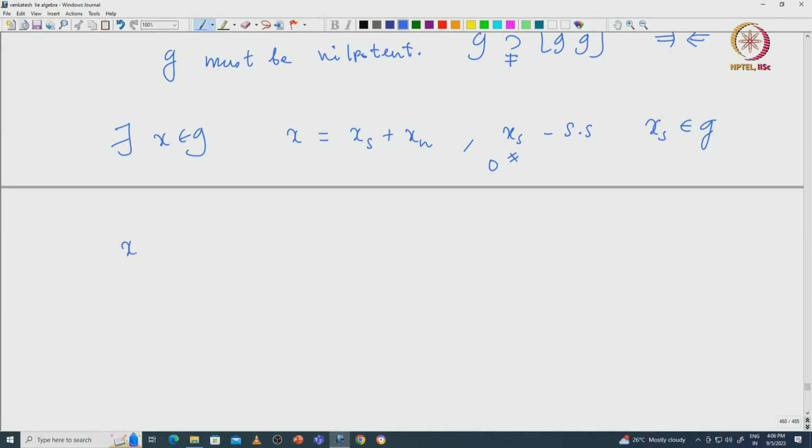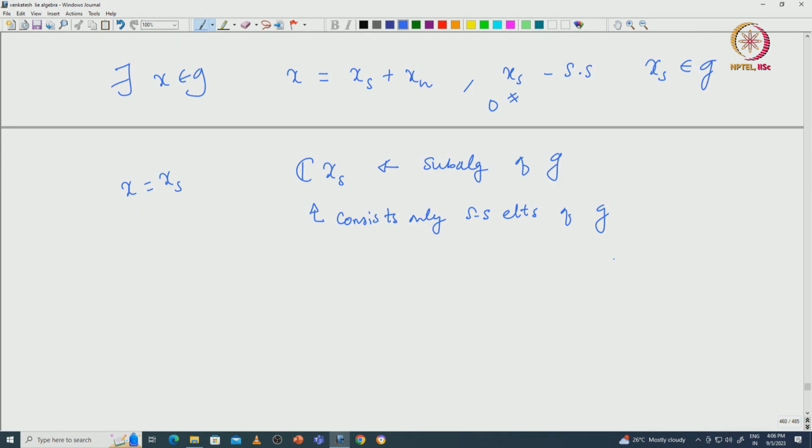So, we can assume that G contains ad semisimple elements. If we take x to be a semisimple element x_s, then look at the subspace spanned by x_s. This is going to be a subalgebra of G, and what is special about this subalgebra? It consists only of ad semisimple elements of G. In particular, these subalgebras are going to play a big role in the structure theory of semisimple algebras. So, we call these subalgebras Toroidal subalgebras.